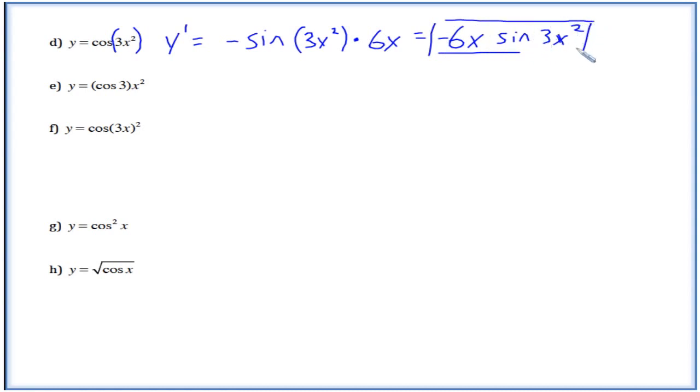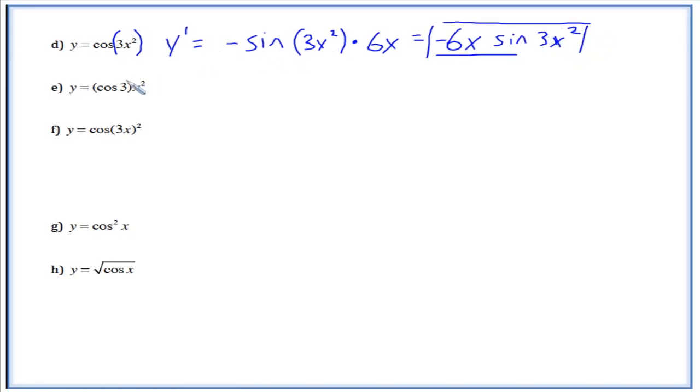Okay, so when you see this, that is all, we're taking the sine of this entire thing. If we look at letter E, now we have the cosine of 3 in parentheses times x squared. Well now, the cosine of 3 is just a constant, so we can use the constant multiple rule with our power rule of x squared.